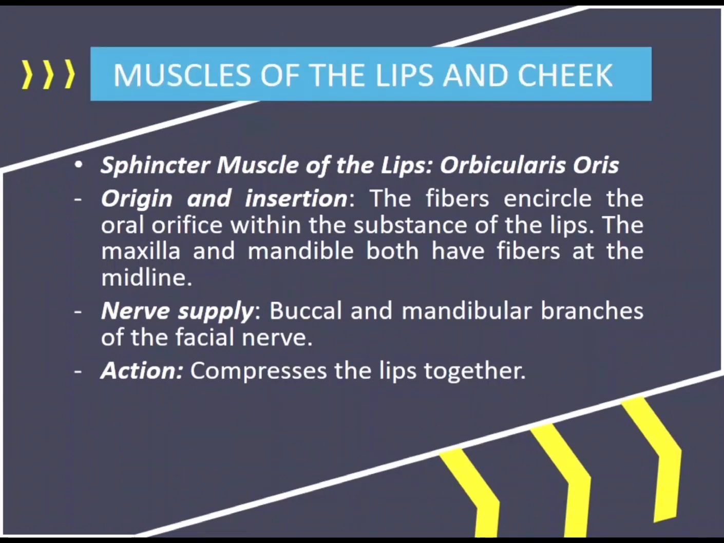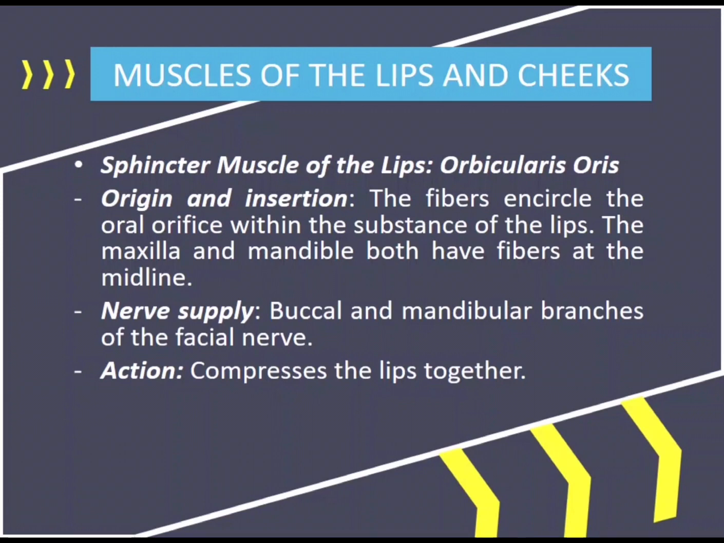Okay, let's move forward in discussing the specific muscle's origin, insertion, nerve supply, and action. First is the sphincter muscle of the lips, or orbicularis oris. Origin and insertion. The fibers encircle the oral orifice within the substance of the lips. The maxilla and mandible both have fibers at the midline. Other fibers emerge from the skin's deep surface and converge on the mucous membrane lining the lips' inner surface. The buccinator muscle provides many of the fibers.